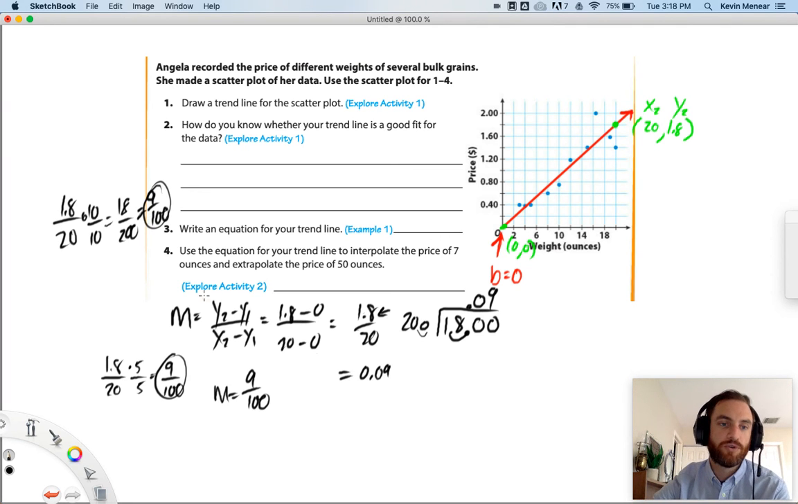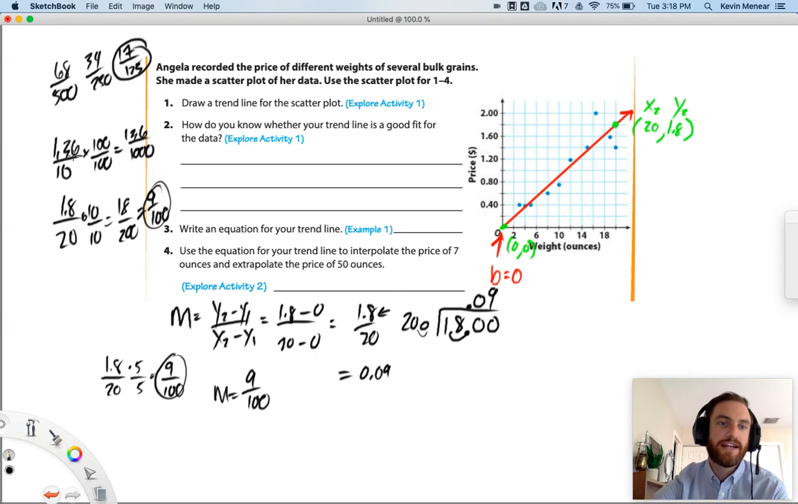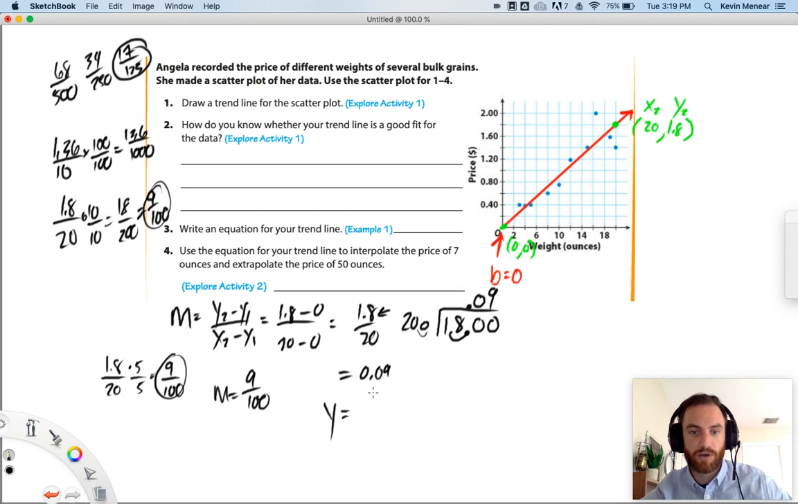Like if I have just 1.8, I multiply by 10 over 10. If I had like 1.36 over 10, I would multiply this by 100 over 100 because that would move the decimal place over twice. I'd get 136 over 1,000. And then I'd simplify that. That would become what? 68 over 500 and then 34 over 250. And then 17 over 125. Okay, so anyhow, that's just a thing of simplifying fractions with decimals in the numerator or the denominator for that matter. So my slope is 9 over 100, so I end up with y equals 9 over 100 x plus b, but b is 0.